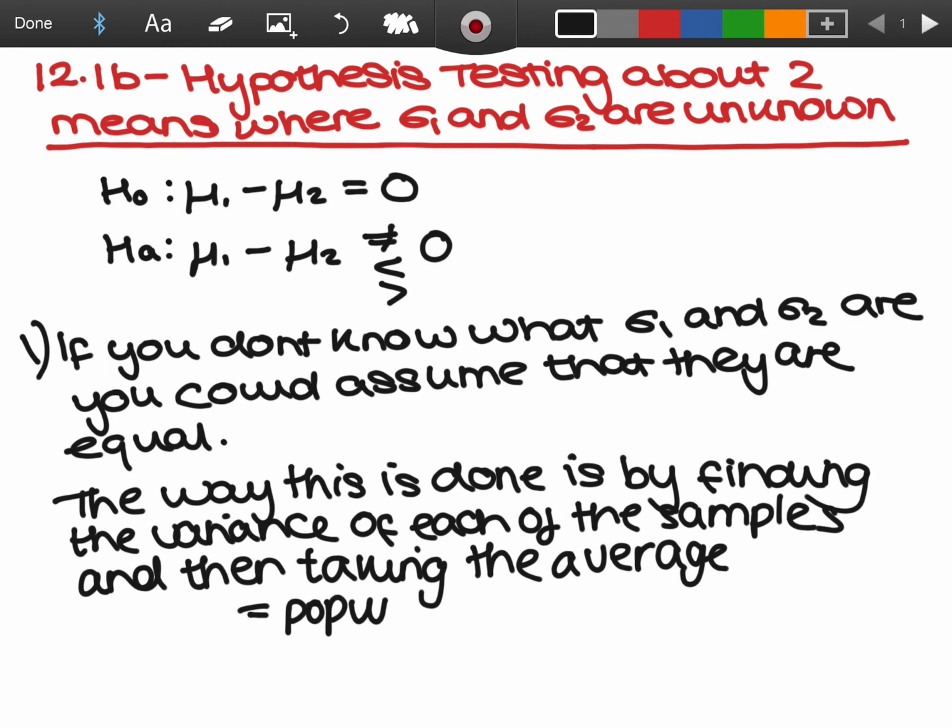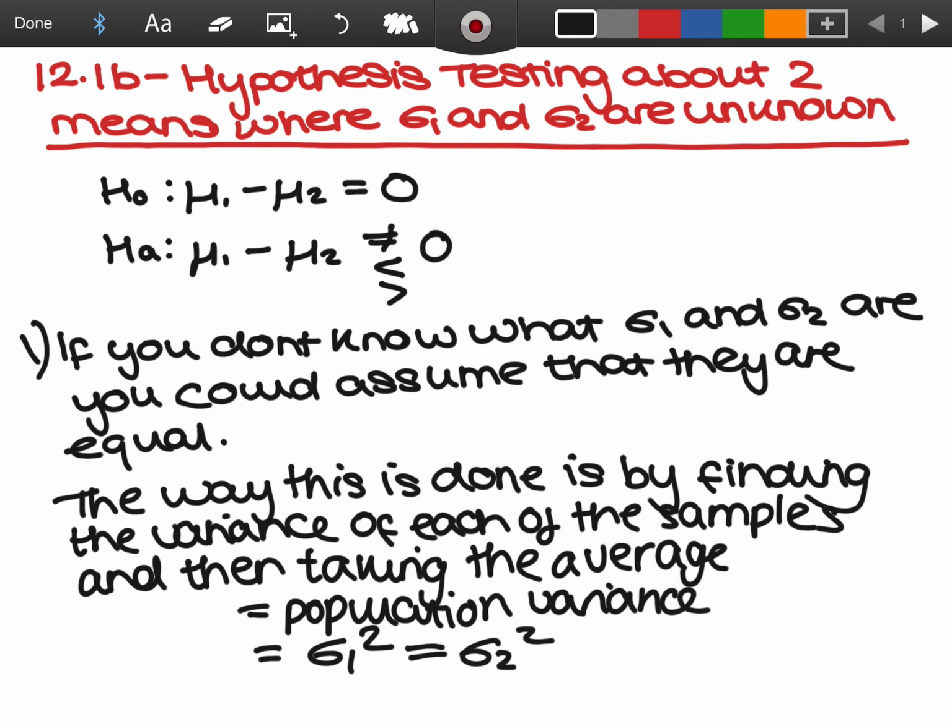That will give you this population variance that is going to be used for both of sigma 1 and sigma 2. So what they're doing here, that's basically sigma 1 squared and sigma 2 squared, okay? So they're taking this population variance, which is the average of the two sample variances, and they're going to use that population variance for both of the populations. Then all you do is square root both of those and you'll get sigma 1 and sigma 2, both of those population standard deviations.